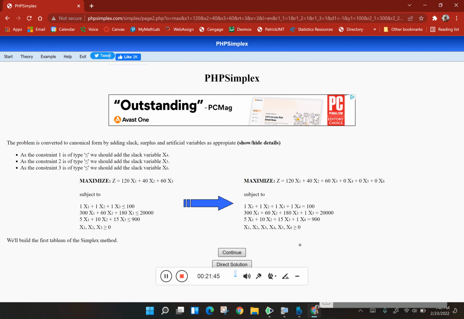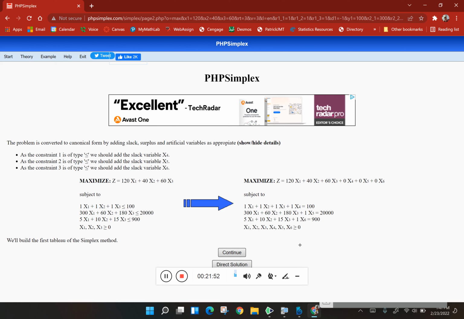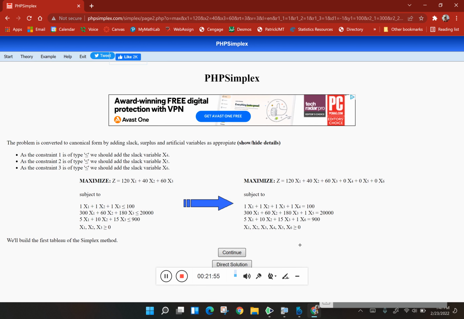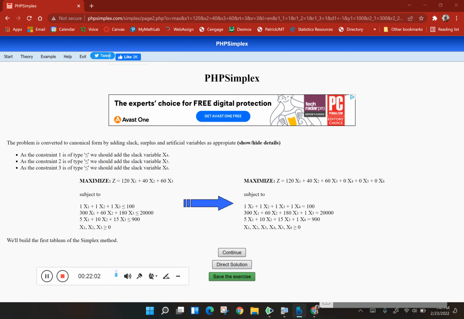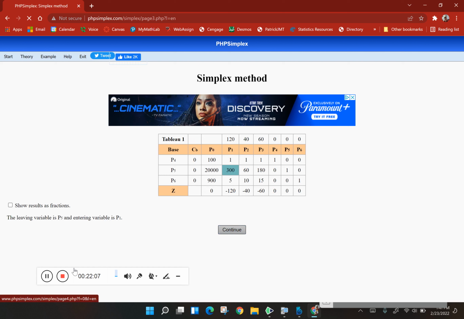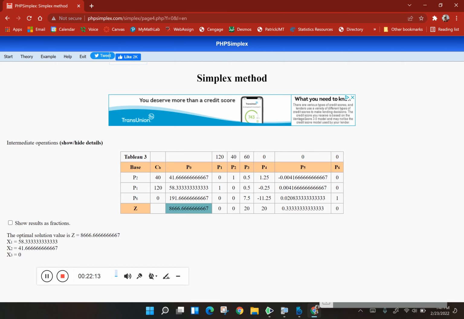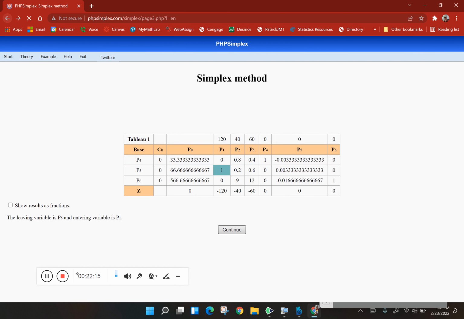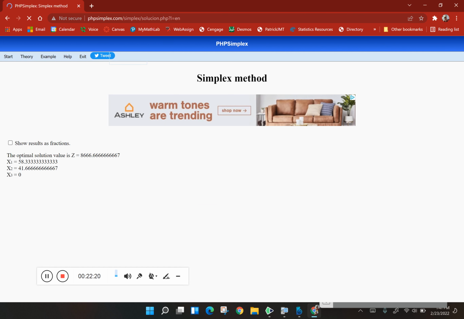Now, here it's talking about adding slack variables. For whatever reason, the authors of this website use X's rather than S's. S's are traditional, but it rewrites it as a standard maximization problem. Now, if you click continue here, it will take you step-by-step through the process. If you click continue, it'll talk about building the simplex tableau. And if you continue, it'll march through pivoting as we go. Now, personally, I don't care about that. I don't need those intermittent steps. So I'm just going to click direct solution, and it chews on it for a second.